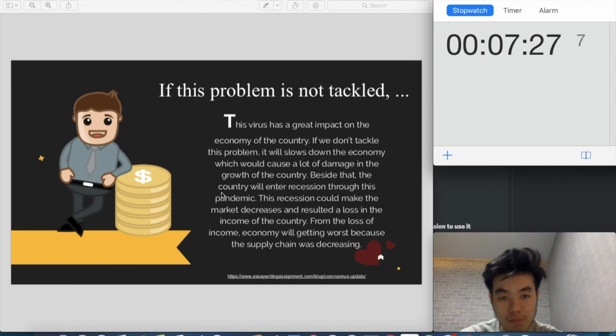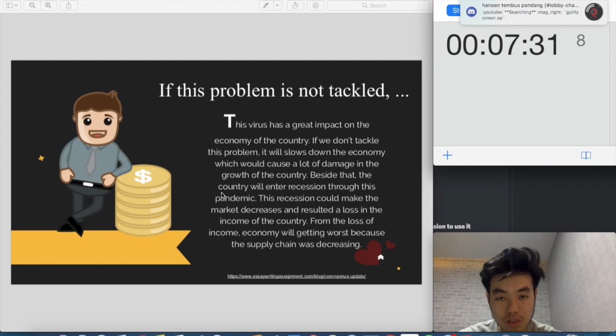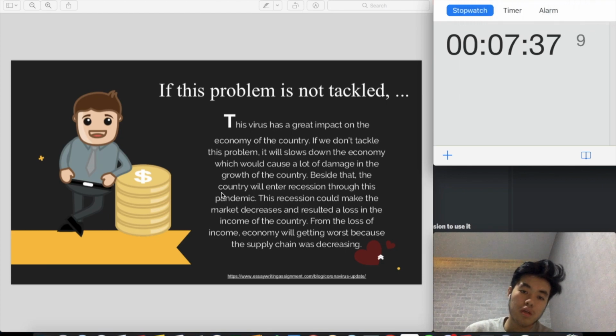If we don't tackle this problem, it will slow down the economy, which could cause a lot of damage to the growth of the country. Besides that, the country will enter recession through this pandemic. This recession could make the market decrease and result in a loss in the income of the country. From the loss of income, the economy will get worse because the supply chain is decreasing.